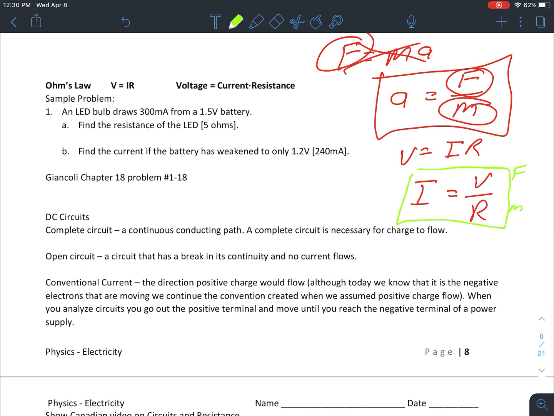So we only have one problem here to work with. It's simply three variables. You're given two: the current and the voltage. You're just asked to find the resistance, so feel free to go through and do that and see the answer key if you need any other help.